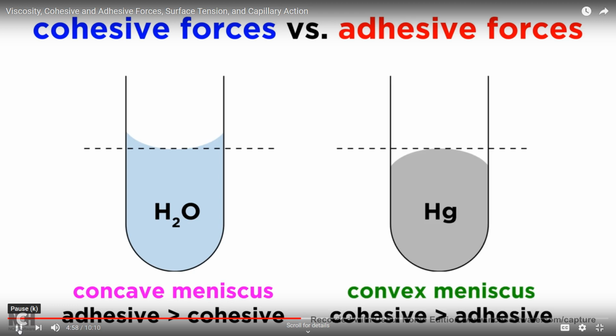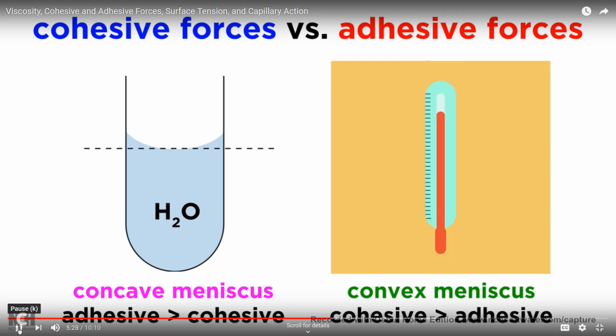If we try this again with mercury, it will look totally different. In mercury, the cohesive forces between the mercury atoms are stronger than the adhesive forces between the mercury and the glass. So mercury will form a convex meniscus, which is when the surface curves up like this. It will do this so as to minimize interactions with the glass, which in turn maximizes the interactions between the mercury atoms. This is why the mercury in a thermometer is curved in this manner.